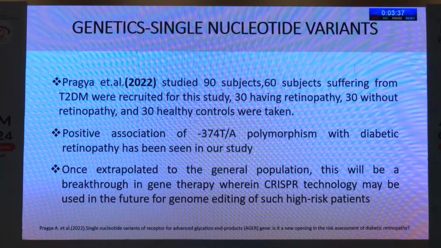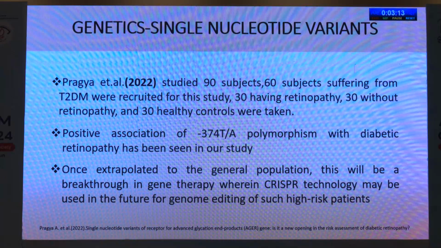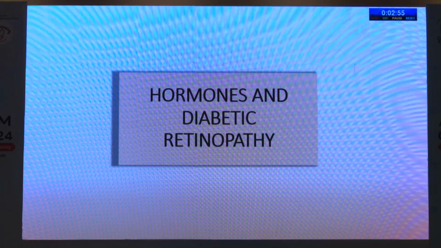So I would like to share some of the researches we have done in our institute, and those are all on a molecular, genetic or hormonal basis. This research got the best award last year. It showed a positive association. We did a genetic polymorphism study by polymerase, and we did all sorts of RNFLs and all. We found that the minus 374 TA polymorphism is associated with diabetic retinopathy. Probably in the future, if we use CRISPR technology, a genetic engineering, to remove this polymorphism, the incidence of diabetic retinopathy may come down.